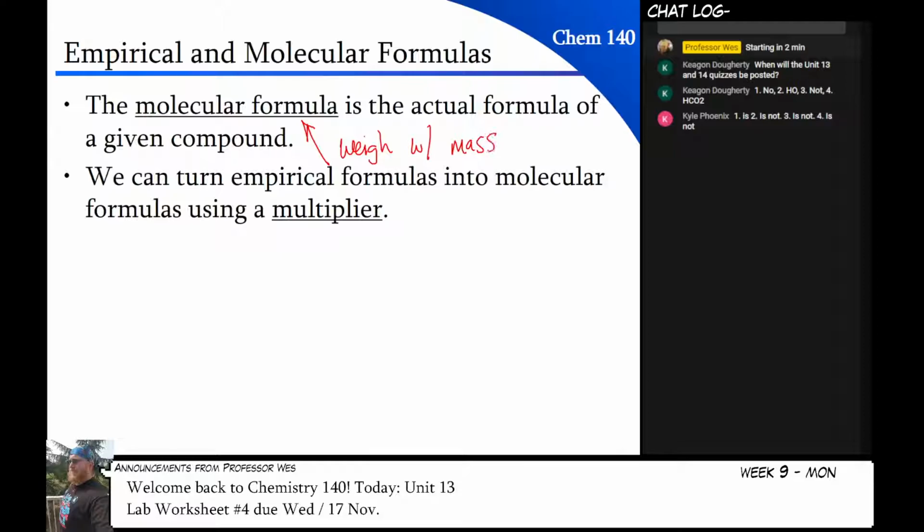And the device that is used is called a mass spectrometer. And we're going to talk about that in 161.